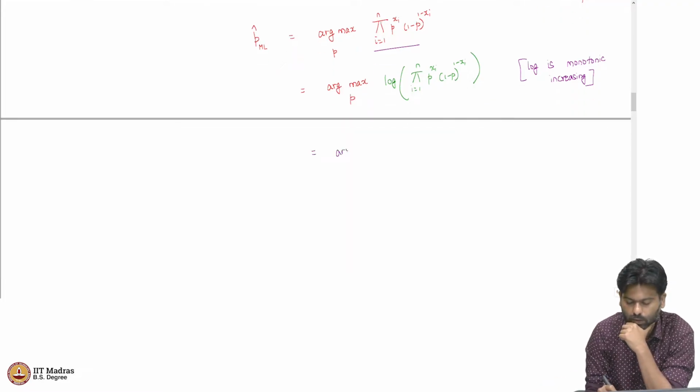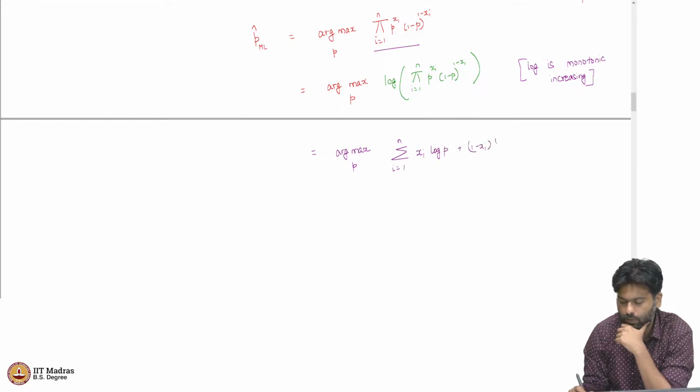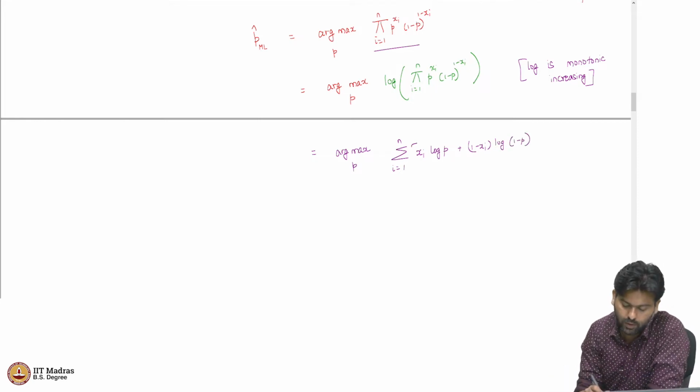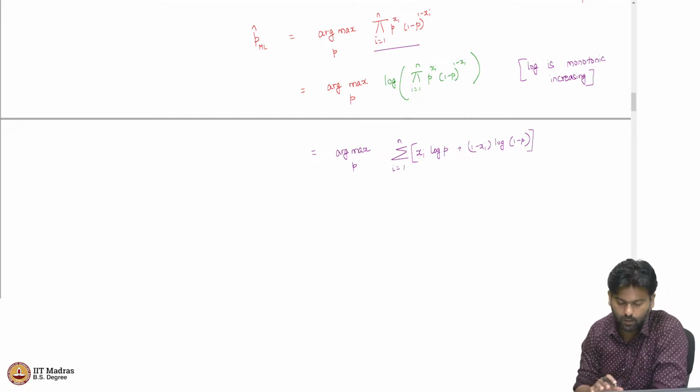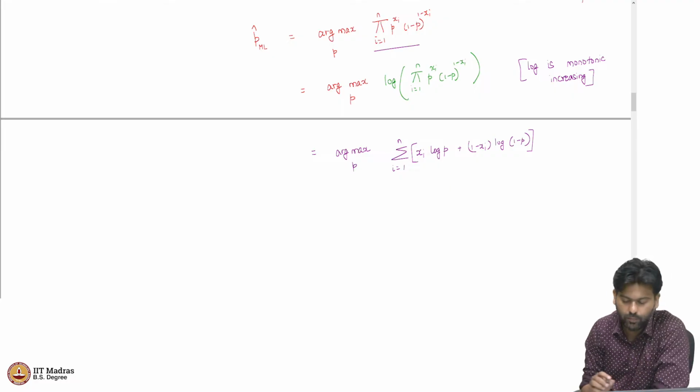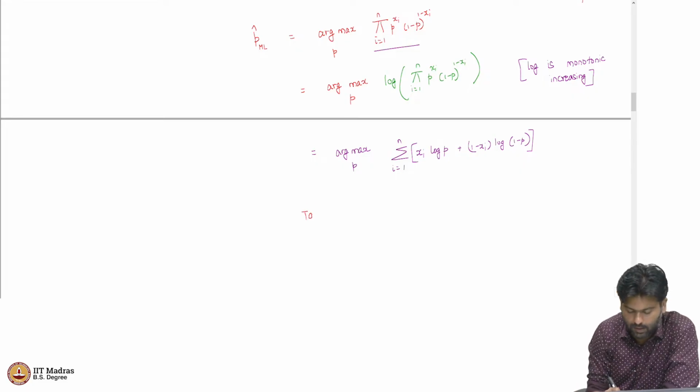Now this becomes argmax over p of the sum over i equals 1 to n, and that's the power of log: products become sums. This becomes xi log p plus 1 minus xi log 1 minus p. Now this function happens to be a nice concave function. Don't worry if you've not seen that term, that's fine. So you can maximize this by taking the derivative and setting it to 0, right? Take this as an exercise.